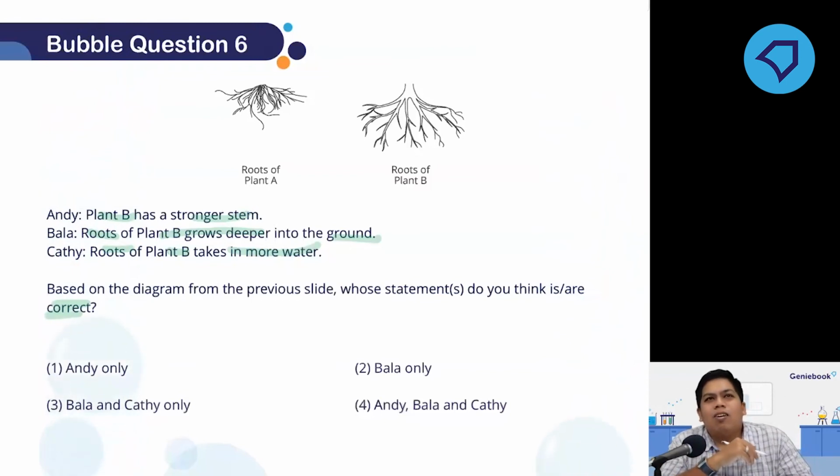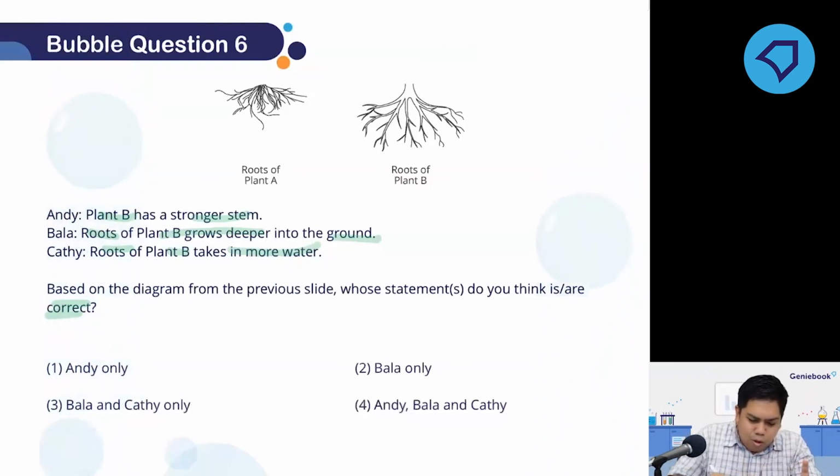Okay, so those who got it correct, congratulations. But for those who didn't, remember it's about which plant is more difficult to pull out, right? Andy says stronger stem, but that has nothing to do with it. Bala says the root of plant B grows deeper into the ground. So yes, it has something to do with it. That's why it's difficult to pull out.